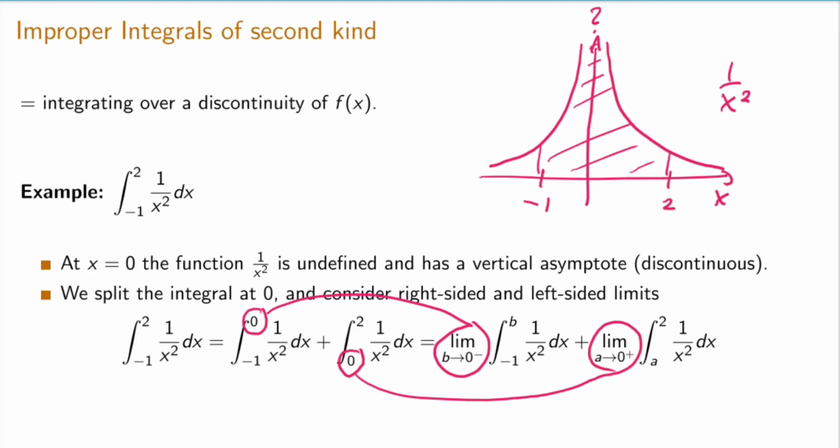Basically the same idea as the improper integrals of first kind, where we took the limit as x goes to infinity. Now we take the limits as a and b go to 0 from the left or from the right.